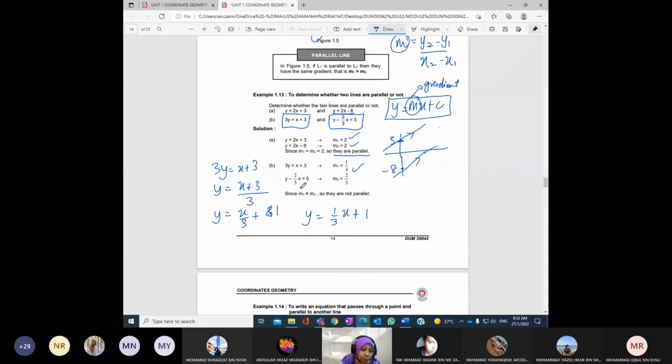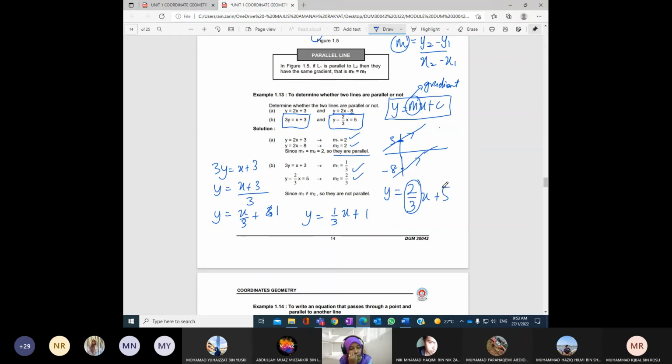Okay, what about this one pula? Kalau tengok yang ni, patutnya kita kena rearrange juga supaya lebih jelas. Dia jadi y sama dengan, yang tu kita bawa pergi belah sana, 2 over 3x plus 5. So what is the gradient here? The gradient here is 2 over 3.